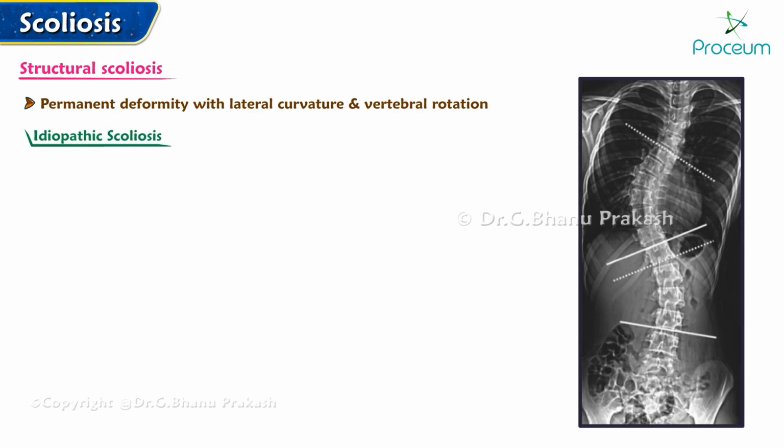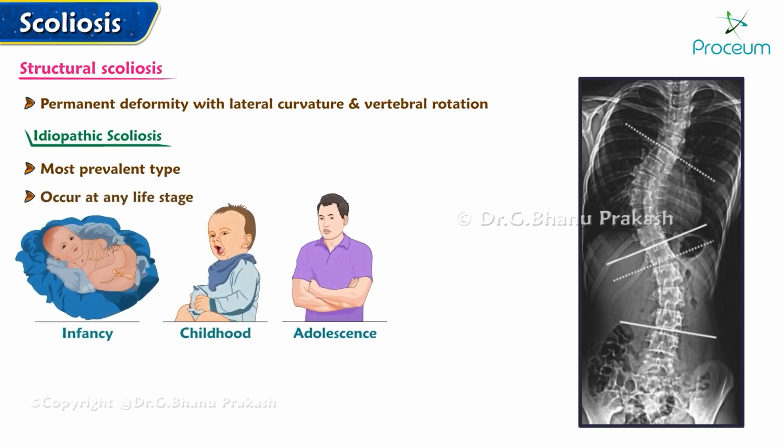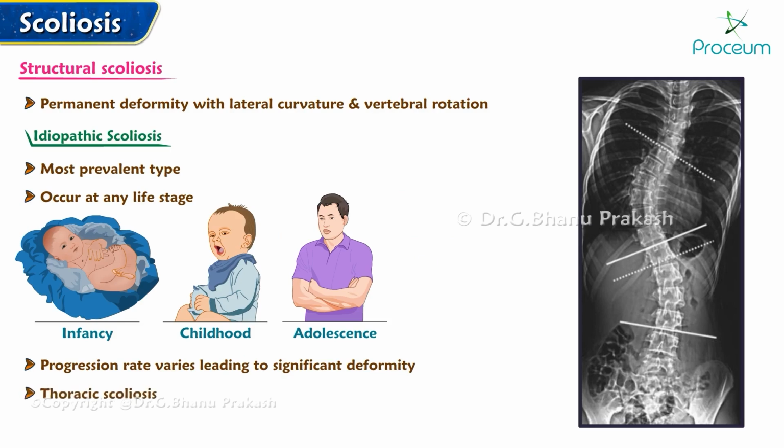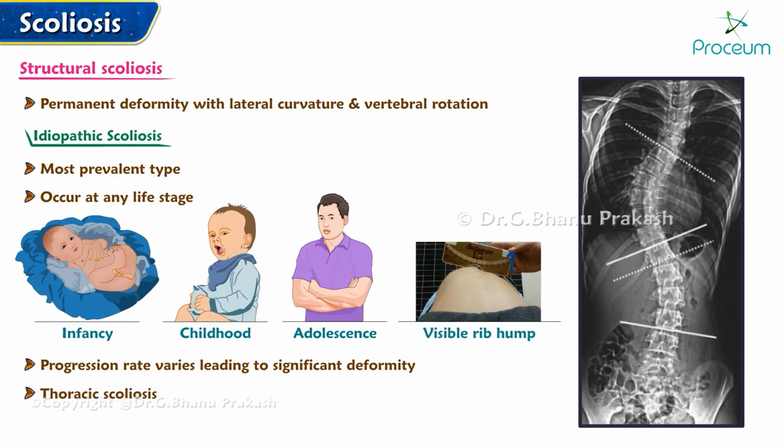Idiopathic scoliosis is the most prevalent type of structural scoliosis and may occur at any life stage: infancy, childhood, or adolescence. The progression rate varies, often leading to significant deformity, particularly in thoracic scoliosis, marked by a visible rib hump. The curves usually progress until skeletal growth cessation.